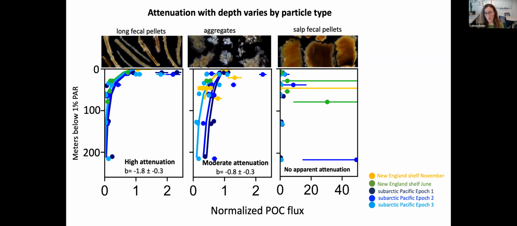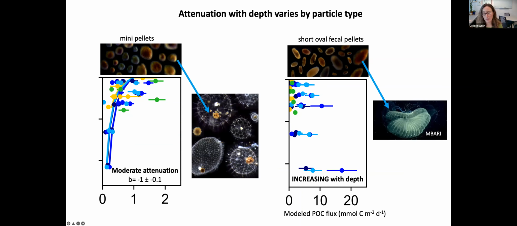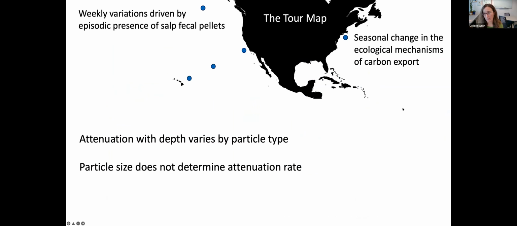But if you look at the small particle types, it's also pretty interesting. So for example, here are those mini pellets that are less than 50 microns. And they also have this kind of moderate or kind of high attenuation with depth, around 1. And then these short oval fecal pellets at times actually look like they're increasing with depth. And I think that makes sense if we think about the source of the particles. I told you that some of these short pellets are pretty typical of things like larvaceans.